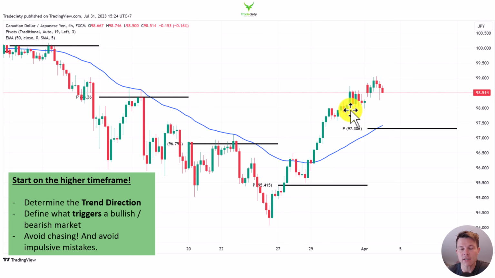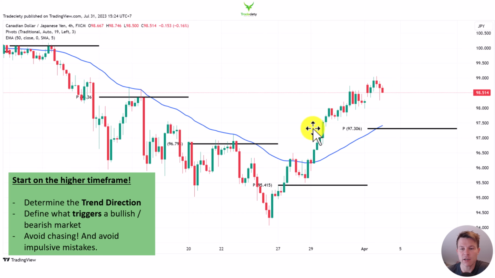You are in an uptrend. However, you have currently already seen a huge bullish move. And a lot of traders will then make the mistake of chasing the market. However, if you want to trade long, if you want to participate in this uptrend, you are much better off typically waiting for a pullback.